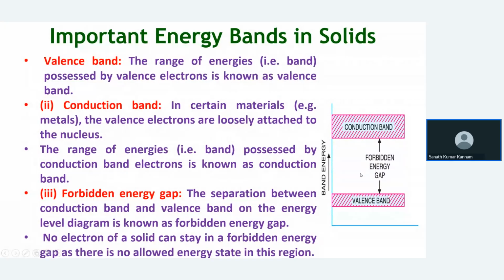And what is the forbidden energy gap? The separation between the conduction band and the valence band on the energy level is the forbidden energy gap. An electron may be in the valence band or it may be in the conduction band, but an electron cannot be available in between, in the forbidden energy band. No electron of the solid can stay in the forbidden energy band. That you need to remember.